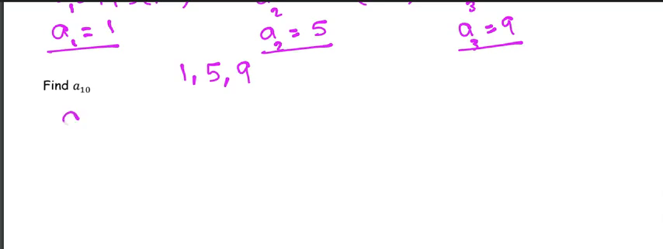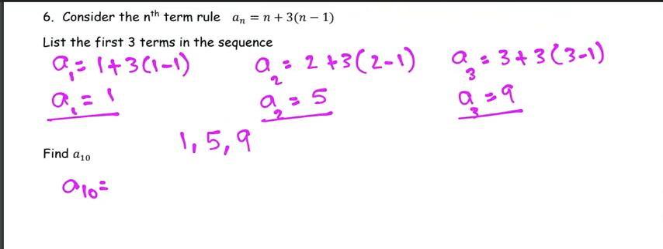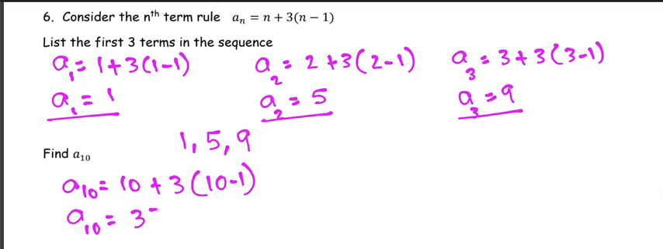To find the 10th term, I need to switch n with 10. So that means that the 10th term is 10 plus 3 times 10 minus 1. That's 37.